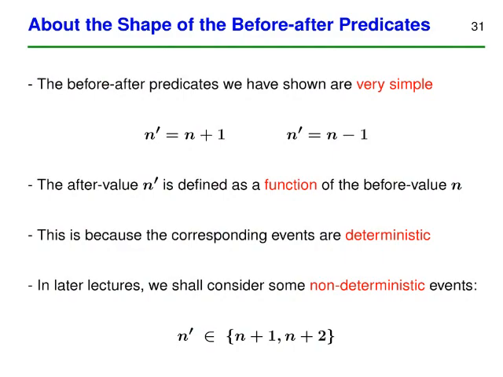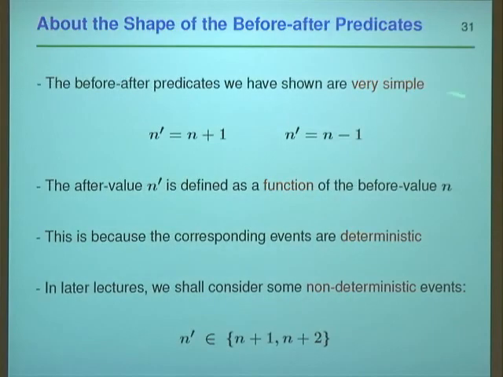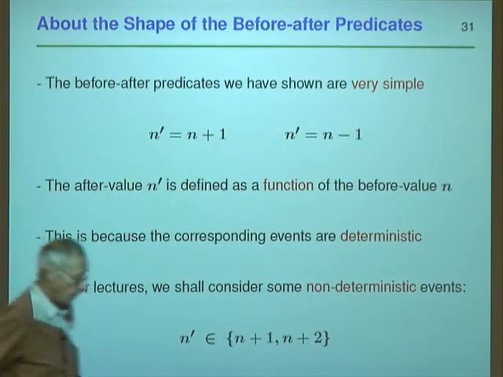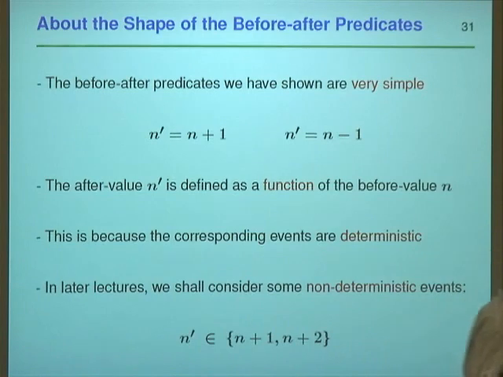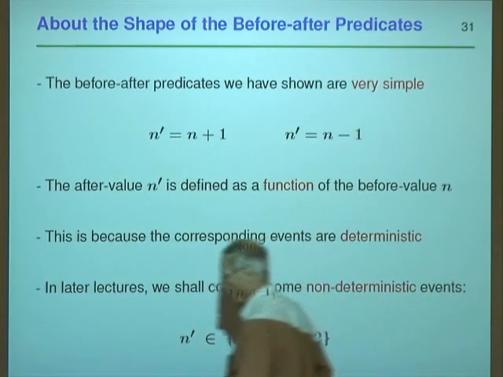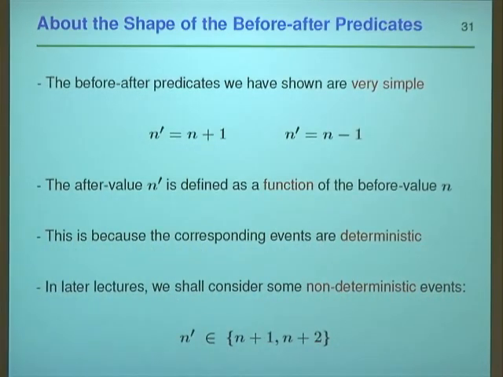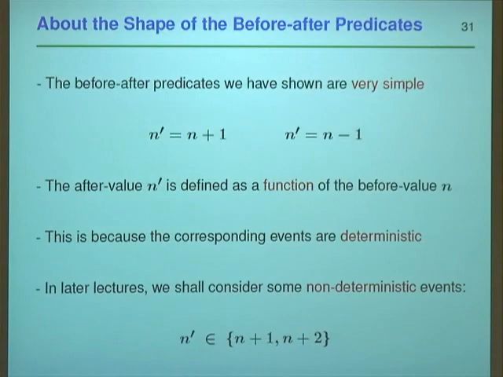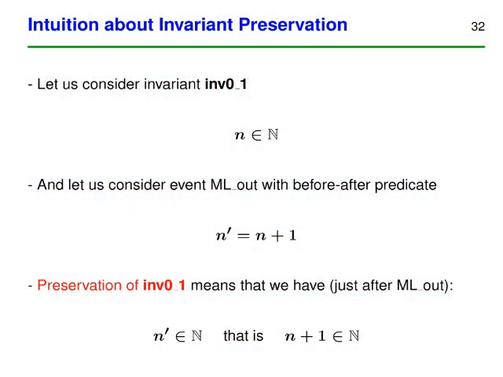So here are the before-after predicates. The after value is defined, in this case, just a warning, n prime is defined as a function of the before value. This is because the two assignments, n := n + 1 and n := n - 1, are deterministic, but it could also be possible to have non-deterministic events. We will not have this in this example, but in further examples we might. So it is not necessarily the case that we are always deterministic.